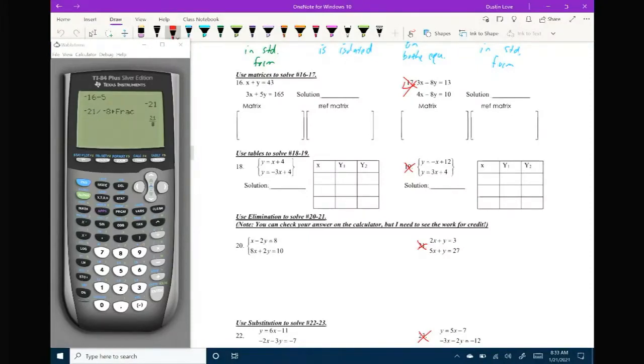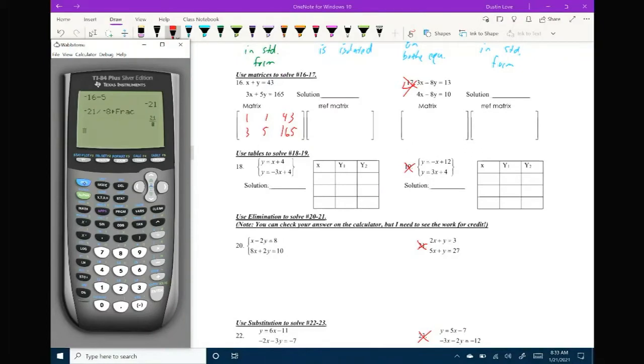Looks like we're set up in standard form, so I've got 1, 1, 43, 3, 5, 165. Now I'm going to go to matrix, over to edit, enter to get past my dimensions, or 2 by 3 if you haven't typed it in yet. 1, 1, 43 straight across the top row, 3, 5, 165 across the bottom row.